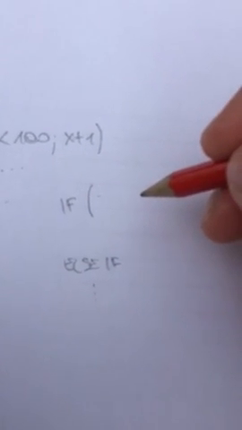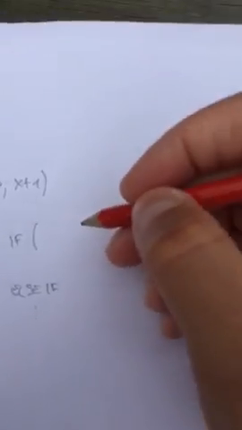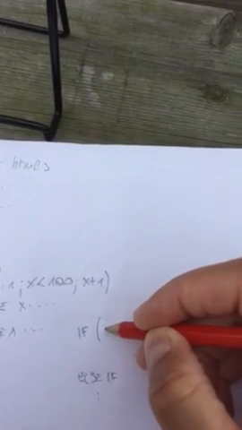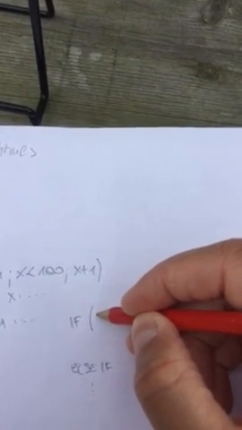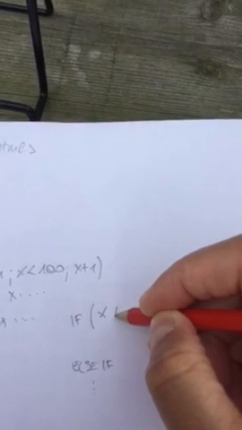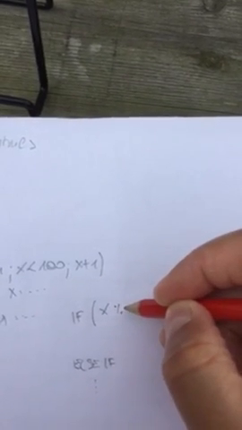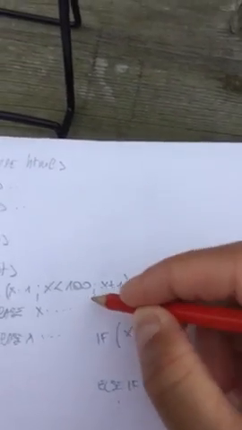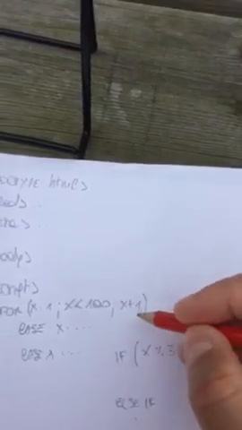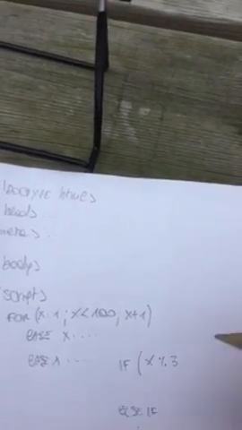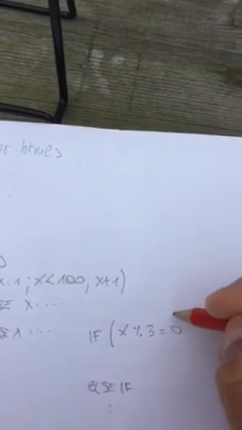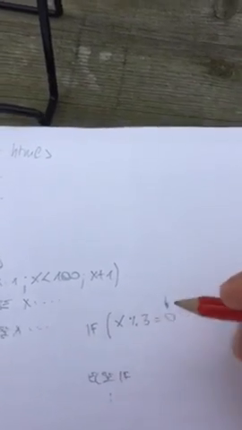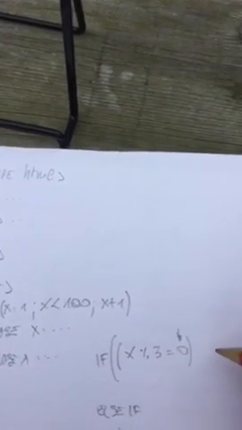So if a number is a multiple of 3, for example, if I divide this number by 3, the rest of this division is 0. So for example, if I write x and I use the percentage symbol, it means that if the for cycle is running, if one number divided by 3, the rest of this division is 0, it means that this number is a multiple of 3.